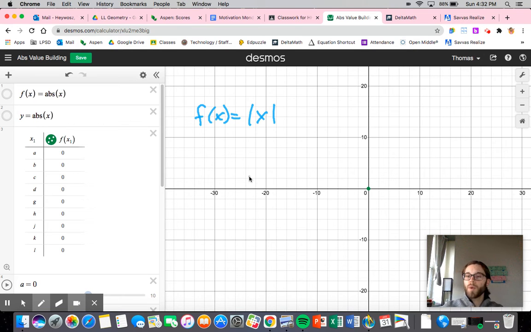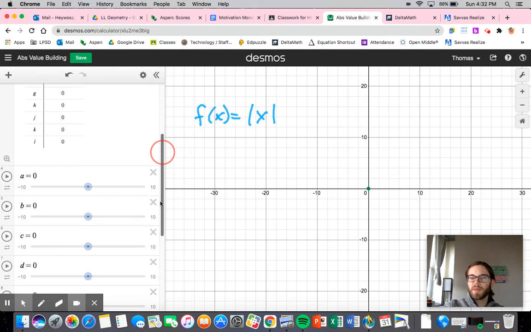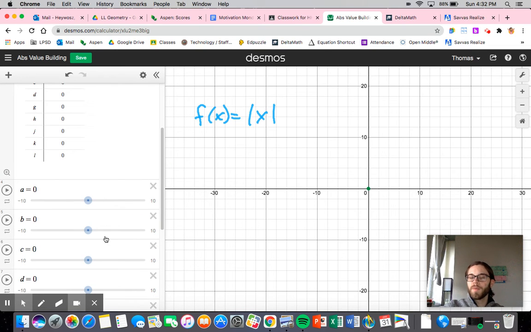So what we're going to do to start off is you can see I have a bunch of points here, and we're going to explore what happens when we change the value. So I'm going to leave a as 0, and then b I'm going to make 1. You can see when it's 1, it starts going up, and then I'm going to make c -1. And as you can see, it went the other direction, but it still went up, right? So it still went up.